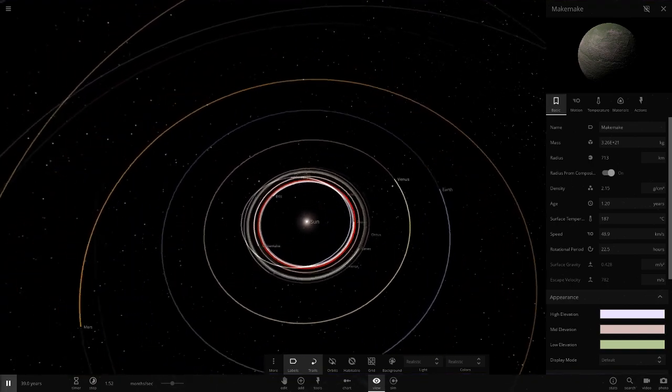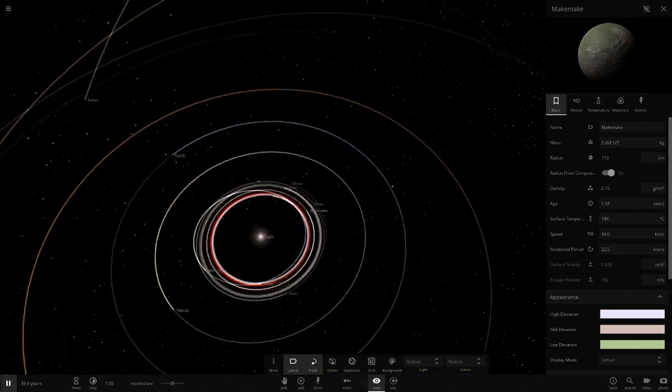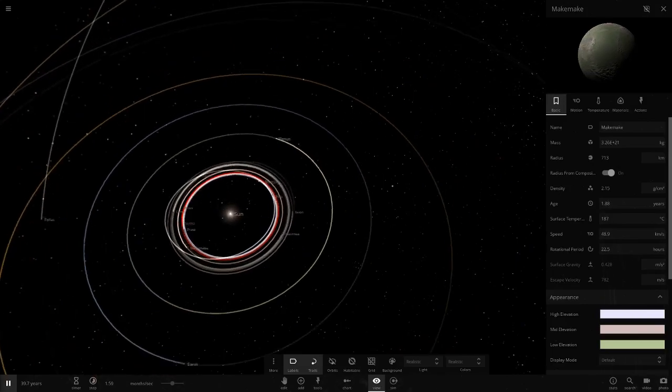There's Makemake. Not much happened to you. It's just the surface temperature's increasing. Makemake's grown green. Look, it's got a green colour to it.